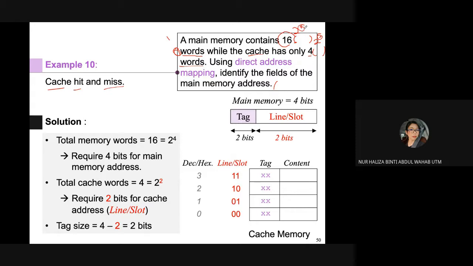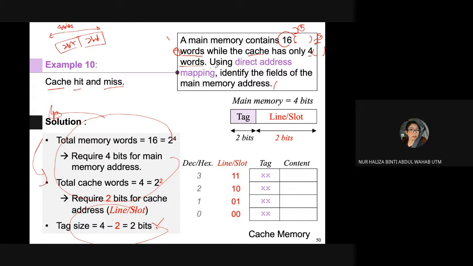So your main memory adds up to 4. And your cache line is 2 bits. Of course, your tag will be 2 bits. This is just mental calculation you will get. So this is all shown here. It is the same as the previous example. It is similar with the previous example. So you will get the tag size.